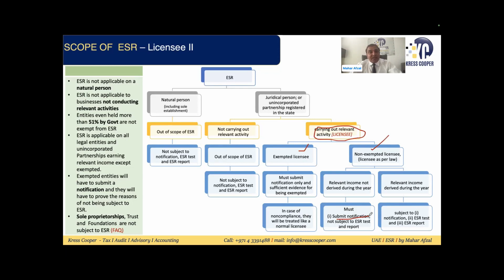So if this is a licensee which is not an exempted licensee and is generating income from its relevant activity, then they are liable to submit the notification. They need to satisfy the ESR test, and they need to submit the report as well. So if you go straightforward, you can see here that juridical persons carrying out a relevant activity and earning relevant income are liable to submit the notification, satisfy the ESR test, and submit the ESR report as well.